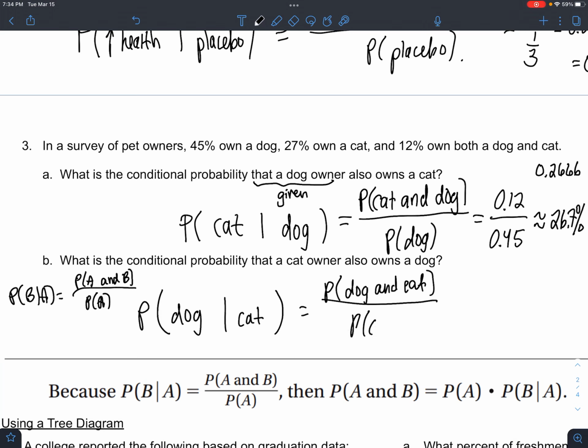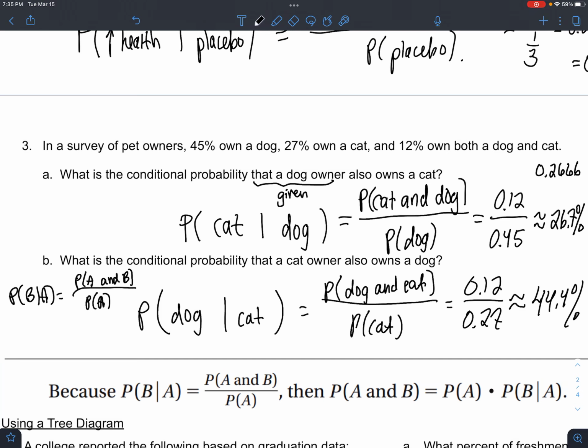Okay, so the given in this case is cat. So the only thing the formula is going to change now is the denominator, because we're looking at different people. We're looking at the cat owners now. And I got this as around 44.4%. So yeah, that's that. So it actually does, the order matters.